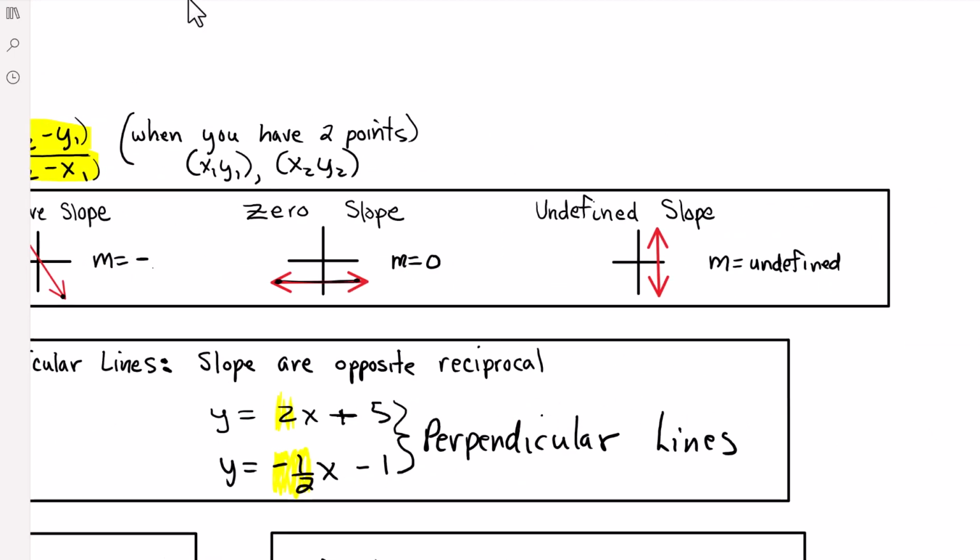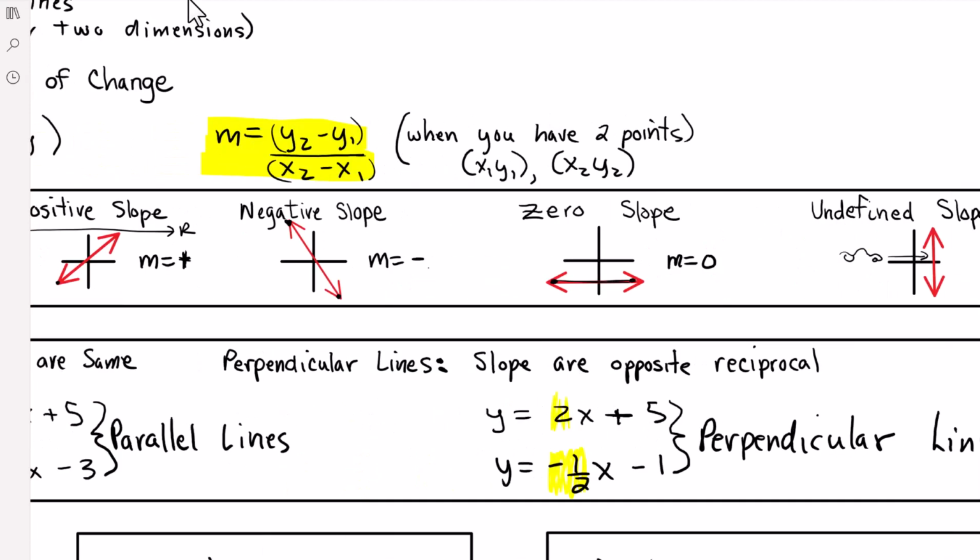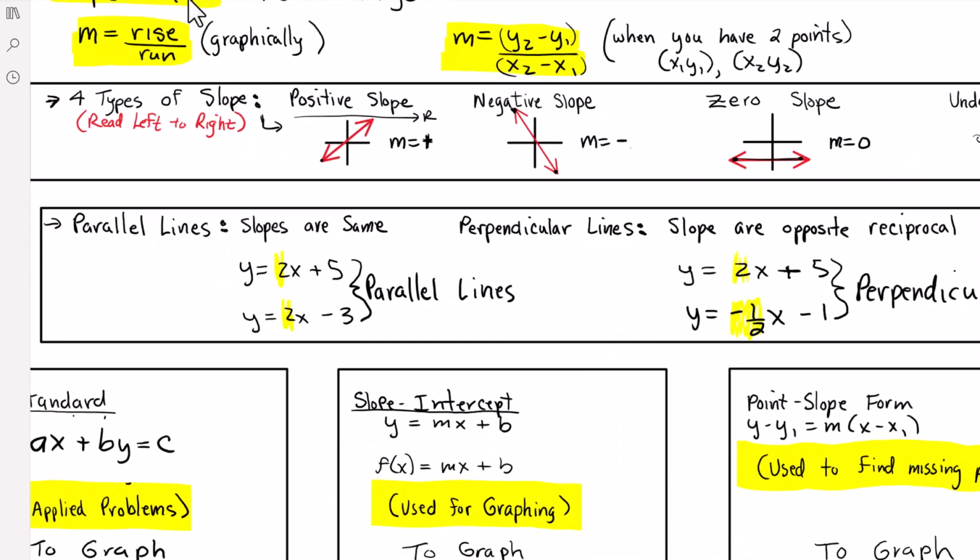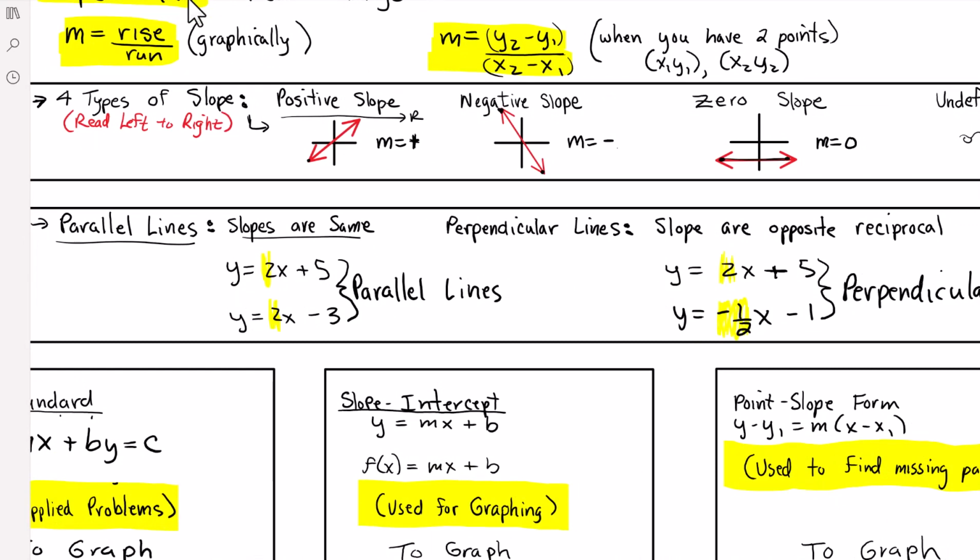This is why if you're driving in a car, there's no way you can make that sharp turn. That line is so steep, that slope is so steep, it's undefinable, or it's infinitely steep, but we usually say undefined. Okay. When lines are parallel, the slopes are the same. So y is equal to 2x plus 5, y is equal to 2x minus 3. The graphs would look something like that, parallel lines.